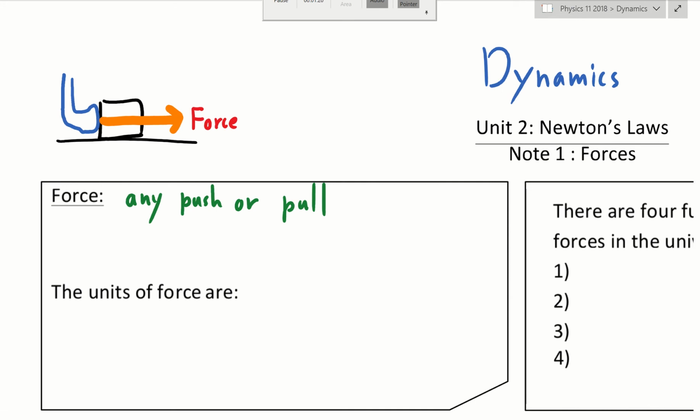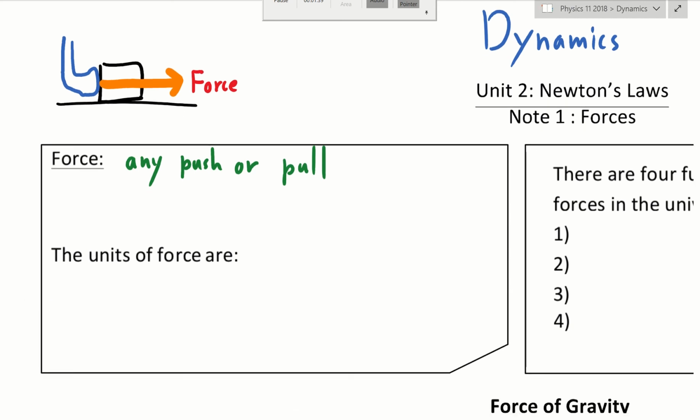Now, as you see here, we do care about direction, because if you kick the box to the left-hand side, something very different will happen. Or if you pick that box up by pulling it upward, something very different will happen. So a force is a vector quantity. You need the direction to go with the force.